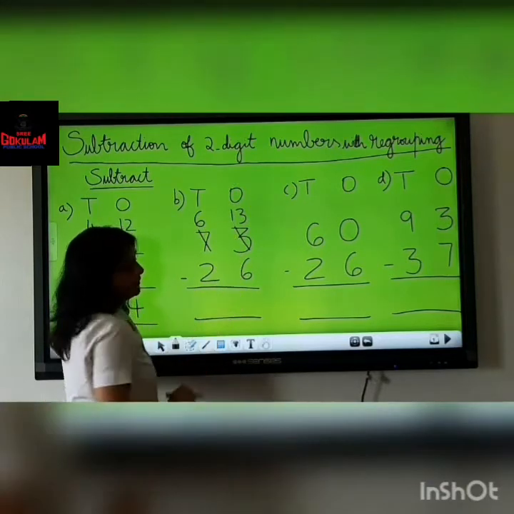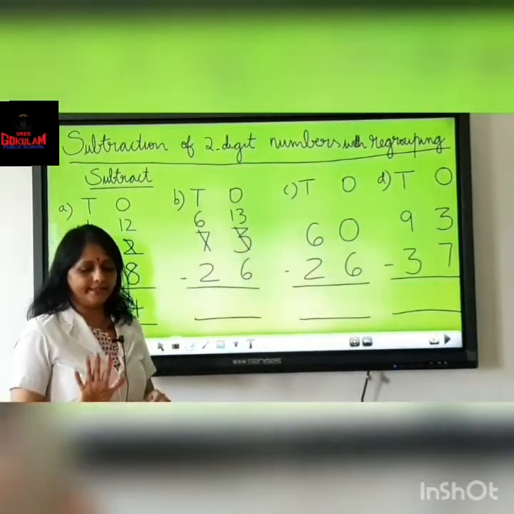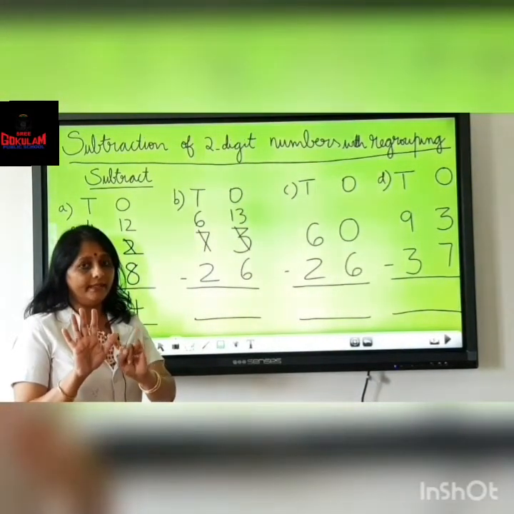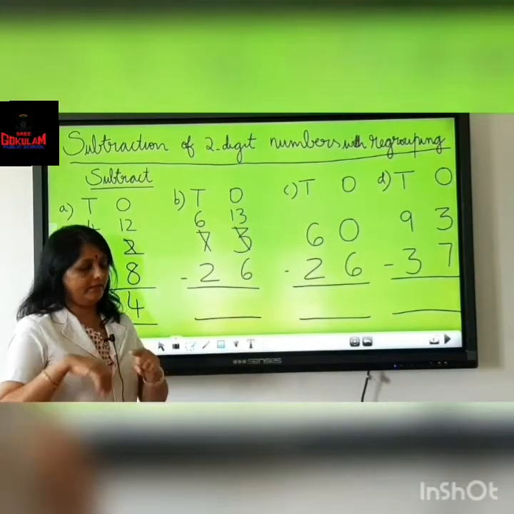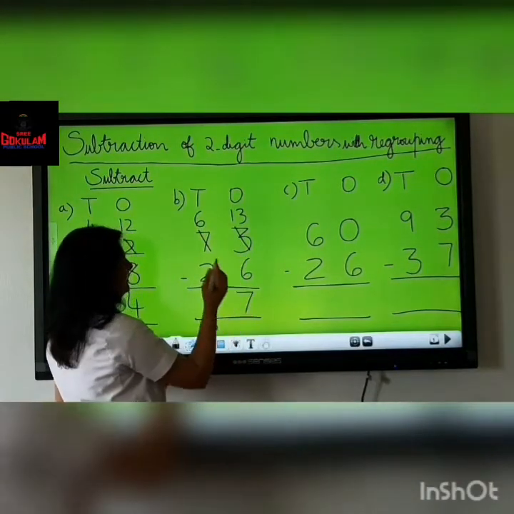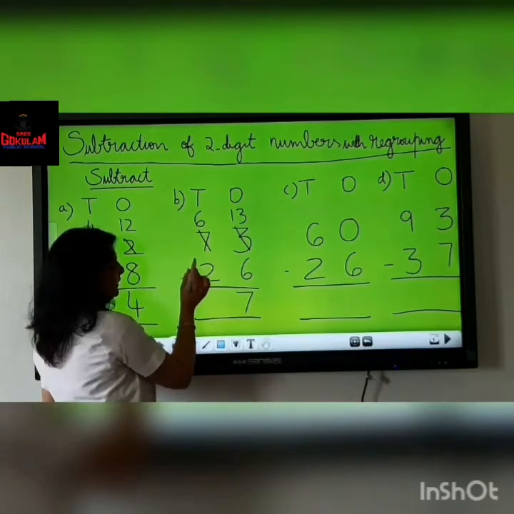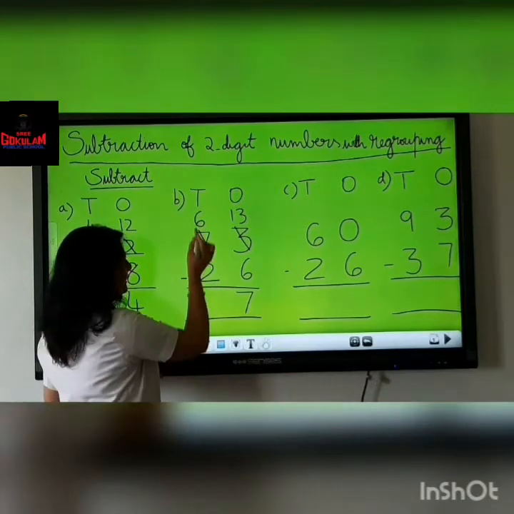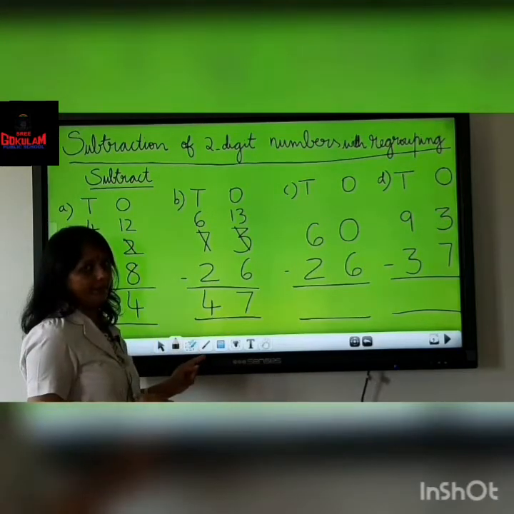Can we subtract now? 13 minus 6. What is 13 minus 6? Take 6 fingers before 13. 12, 11, 10, 9, 8, 7. So, the answer is 7 in the ones place. Now, what do we see here? 6 and 2. We can subtract 2 from 6. In the tens place you see 6 and 2. 6 minus 2, 4. The answer is 47.